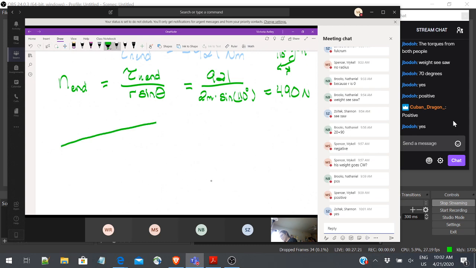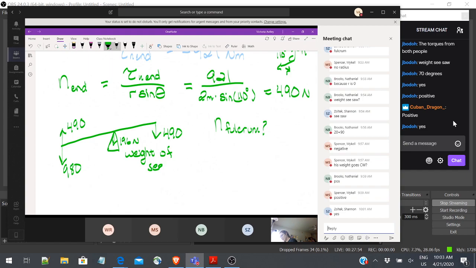So we have 980 down here, 490 up here. We have 490 down here. Can we find the normal force for the fulcrum? We also would need to find the weight of the seesaw, which would be 20 times 9.8, 196 newtons, the weight of the seesaw.